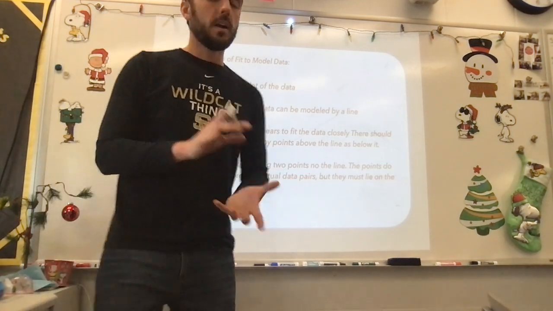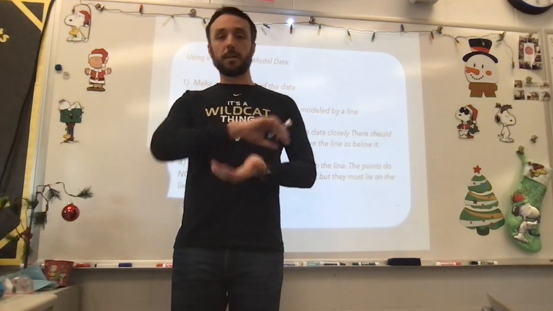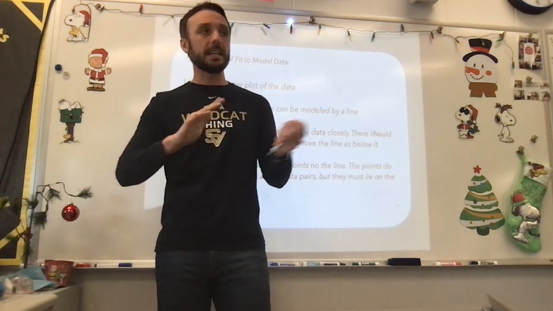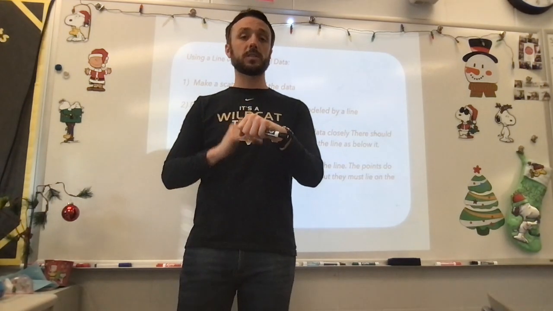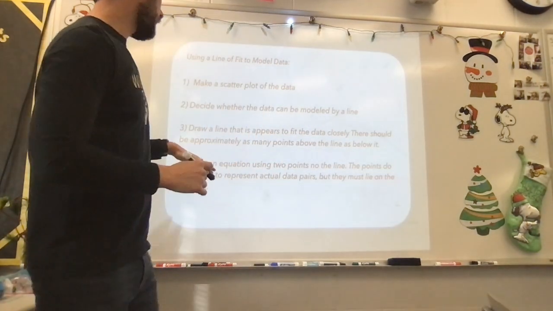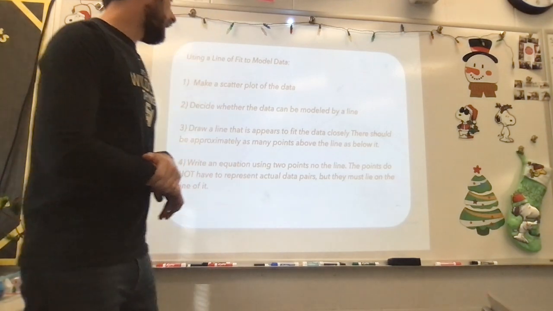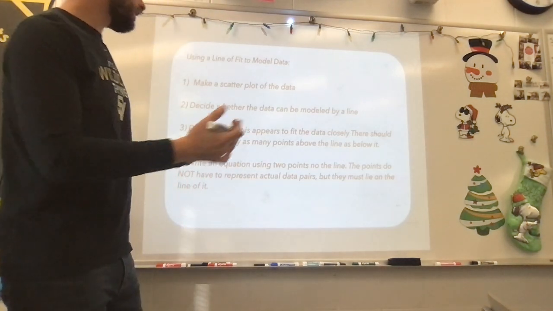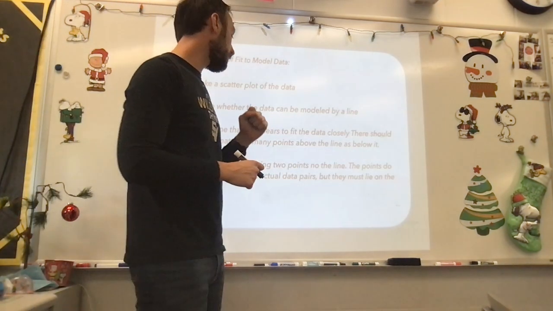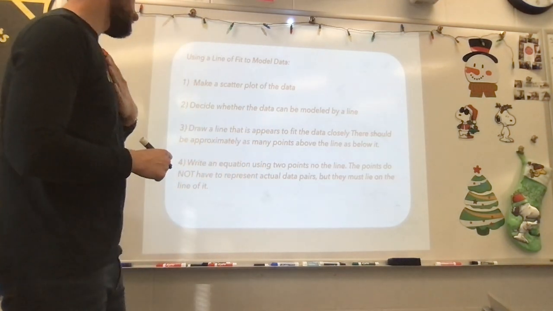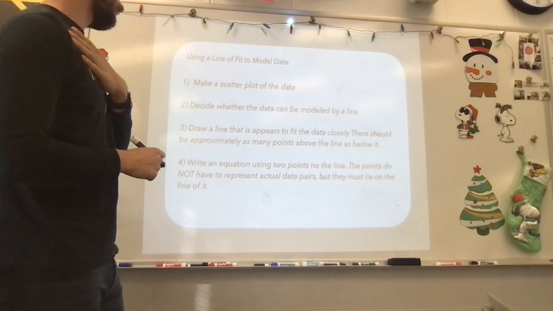So this is the key part. When we have a scatter plot, we have points. We want to draw a line of best fit, and it needs to kind of split that data in half. So half the points are above it, and half the points are below it. And we are then going to write an equation to model that line in slope-intercept form. The points do not have to represent actual pairs, but they must lie on the line.